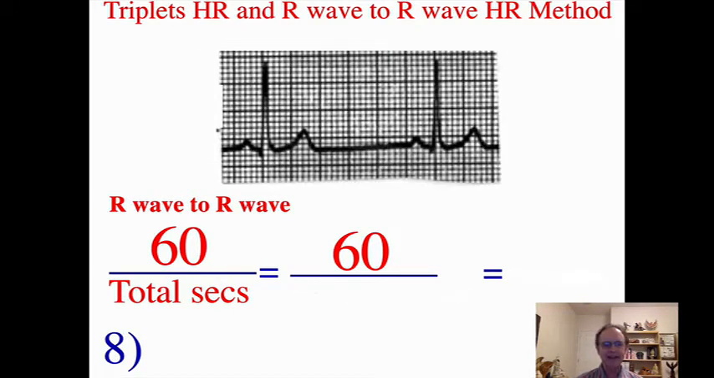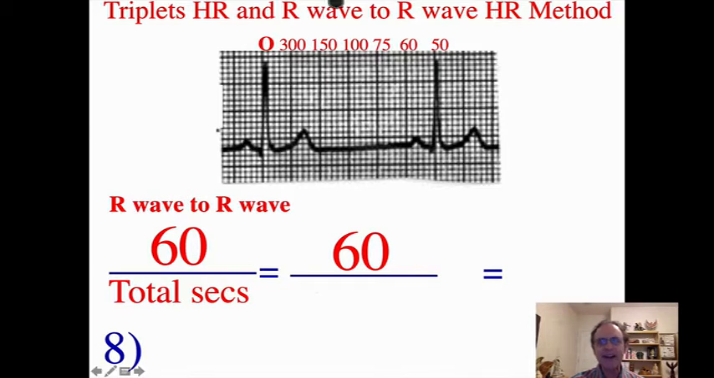Okay, number 8. Triplets and R to R again. All right, let's get started. I'll start us on that triplets. Here we have it. 0, 300, 150, 100, 75, 60. Class, that looks like it's right on 50, doesn't it? It is on 50.